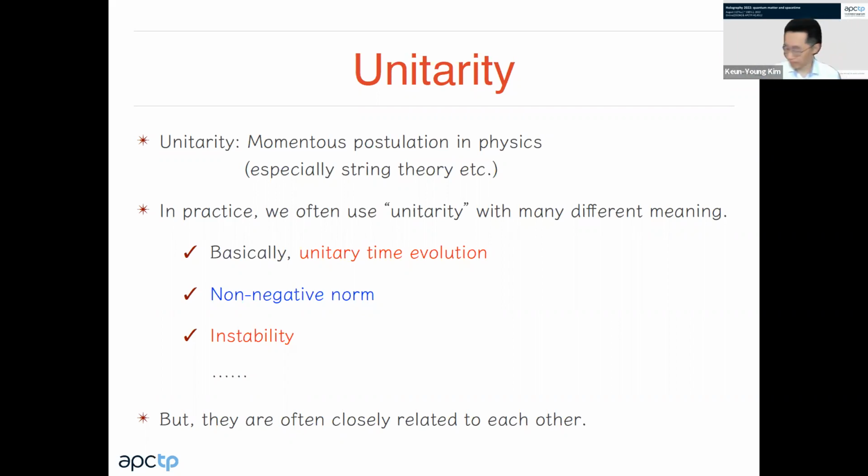For example, in quantum mechanics, like in a lecture, we say unitary, and this unitarity means unitary time evolution. Or sometimes people say that if you find a negative norm state, then it's non-unitary. Or sometimes if you find some instability, you also say it's non-unitary. They look different, but often they are related to each other.